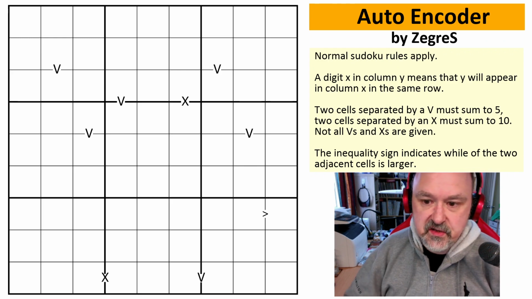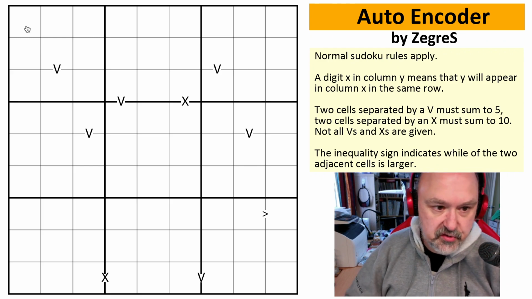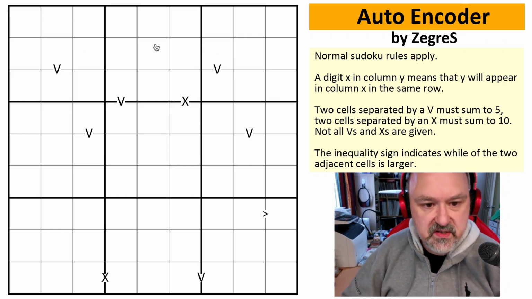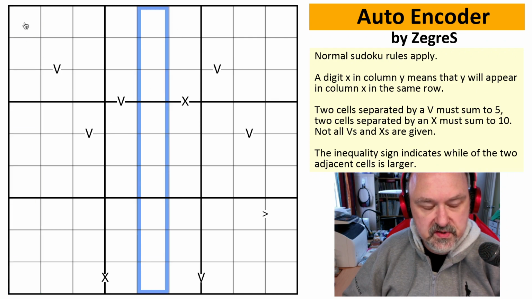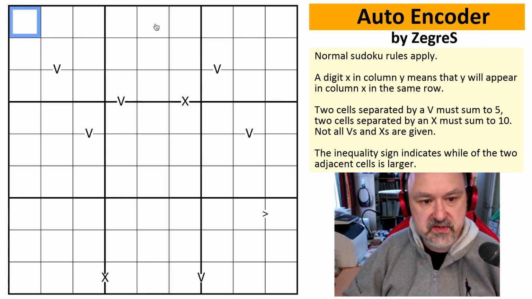Anyway, onto this. So the way this puzzle works is normal Sudoku rules apply, and similar to the previous one, in any row or column, the digits in that column will point to the location of the digit. So a digit placed in a column will point to the location of that column in the row. It's a little bit tricky to understand.